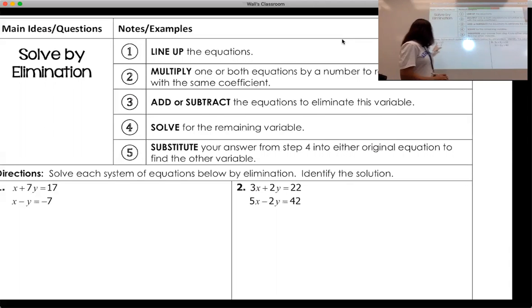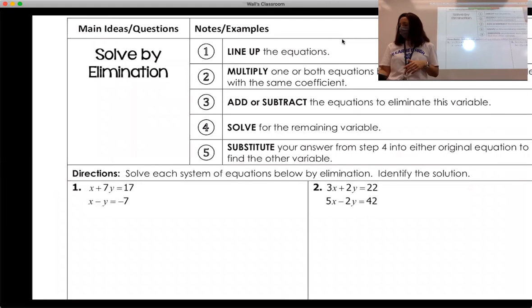So if they match exactly, you have to subtract one equation from the other. If they're opposites, you have to add the equations together, because we want that variable to go away. And then you'll be left with one variable, solve the equation, plug it back in to finish. So let's look at number 1.